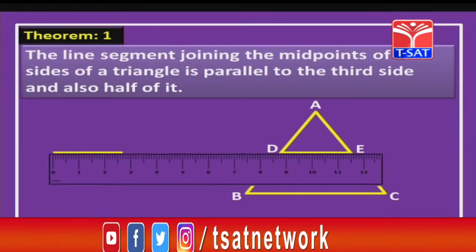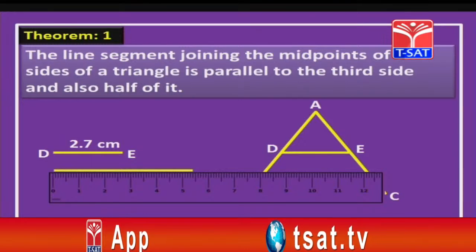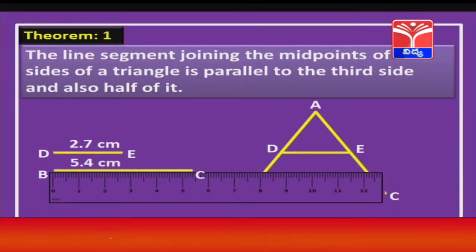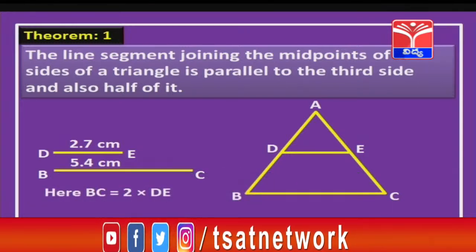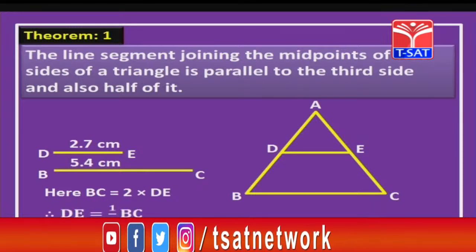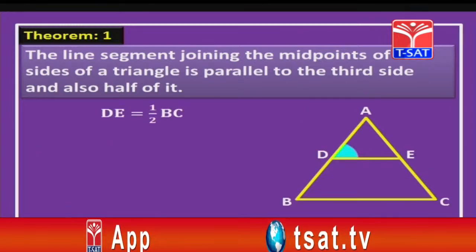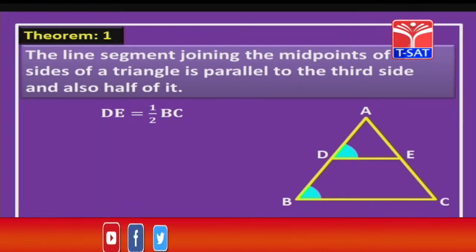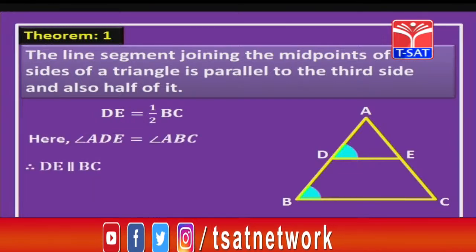Now, what is needed to prove? Yes, let us measure this DE. This is 2.7 centimeters. Let us measure BC also. If we measure using a scale, it is 5.4. So, what do you notice, children? Yes, BC is 2 times DE, or in other words I can say DE is half BC. Got it, children? Apart from this, if we measure angle ADE and angle B, both are equal. That means a pair of corresponding angles are equal, so the lines are parallel, which means I can say DE is parallel to BC. So, this is our theorem. Children, we have seen what the midpoint theorem is. Now, let us prove it.